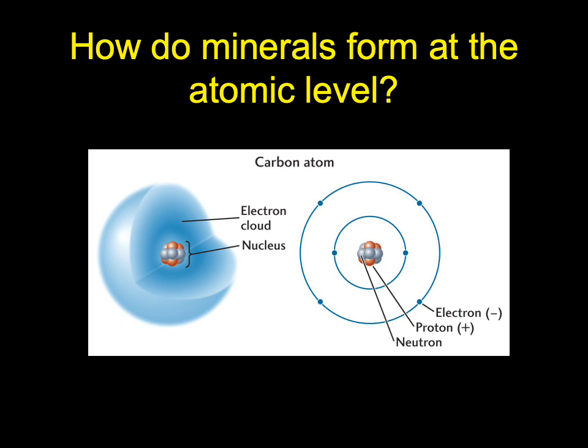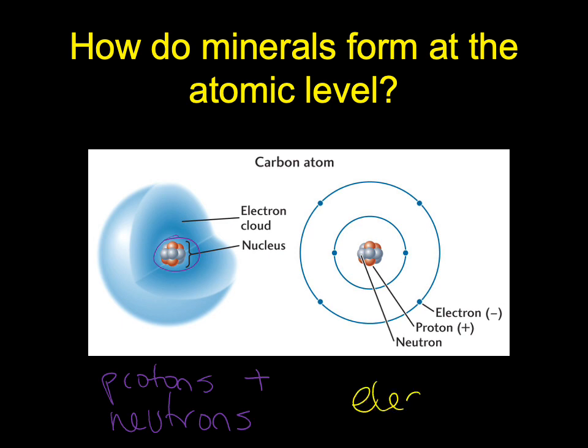So how do minerals form at the atomic level? I just want to remind ourselves of some basic chemistry before we go on. Remember that all atoms are going to have a nucleus. So there's the nucleus of our atom, and in the nucleus you've got your protons. Remember that protons have a positive charge. And then also in the nucleus you have neutrons. Neutrons don't have a charge. And then around all of that, you've got your electrons, and the electrons, of course, have a negative charge.